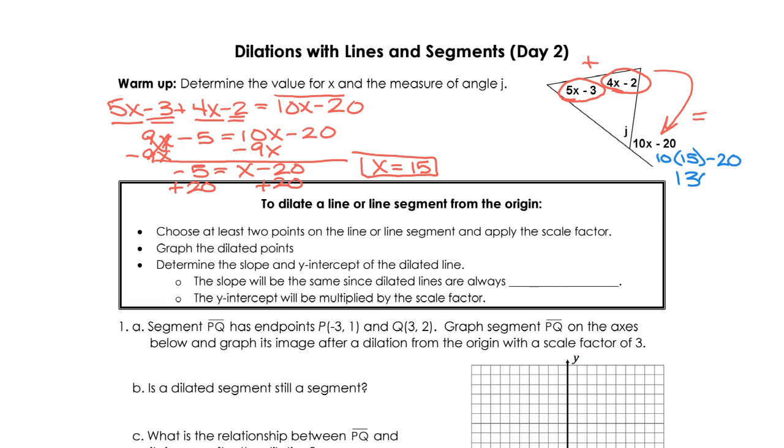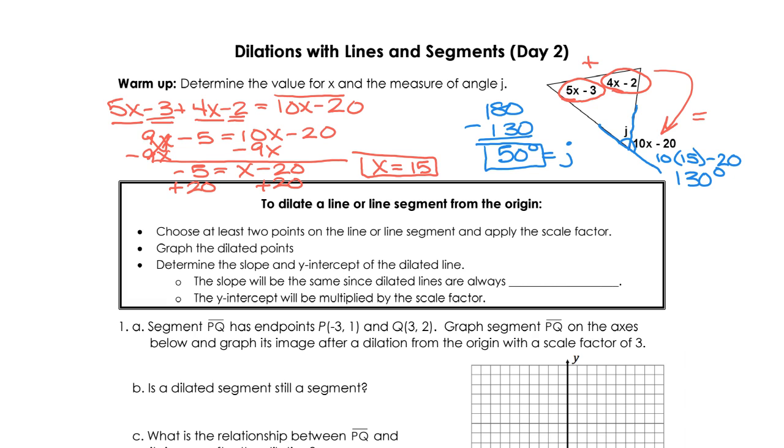That exterior angle ends up being 130 degrees. And I know that two angles next to each other on a line with a separator in between them have to add up to 180 degrees. And so 180 take away the 130 is going to leave me with 50 degrees. Okay? And that is the measure of angle J.